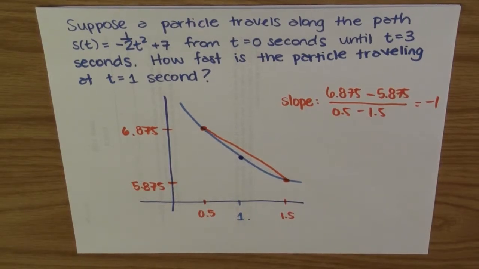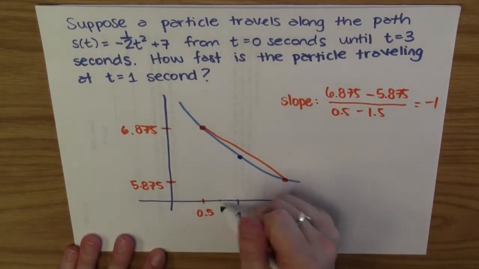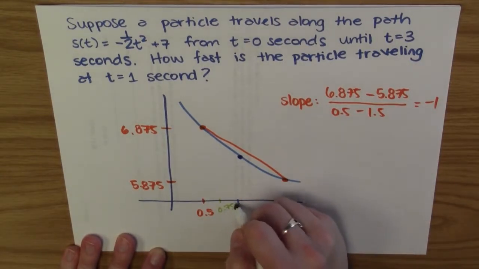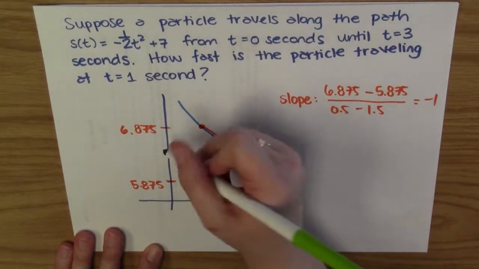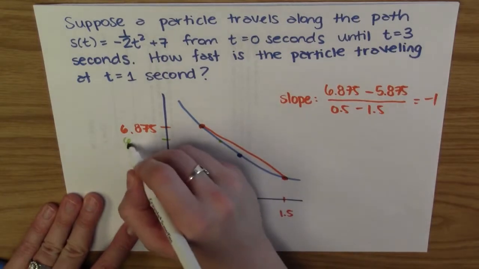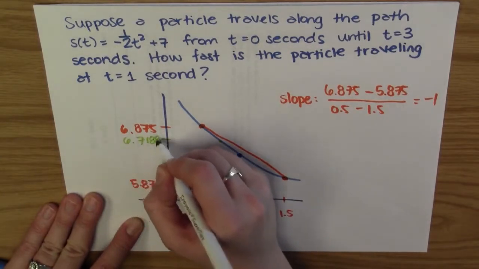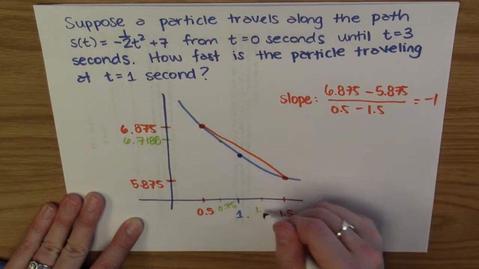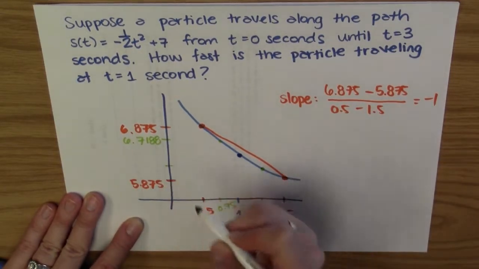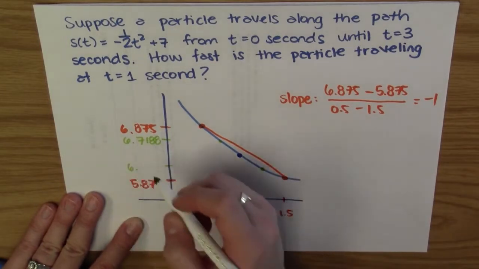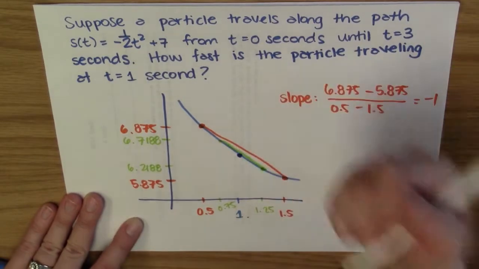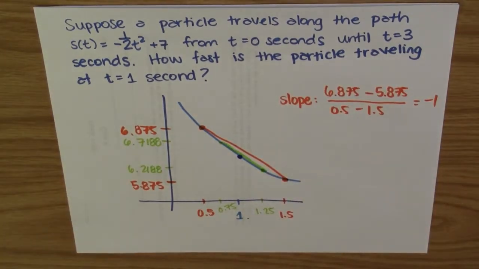What if I try some points a little bit closer? Well, maybe I'll move halfway in again. What if I ask, what is the function value at 0.75? Here I come up and I find that the value at 0.75 is approximately 6.7188. And what about halfway between here at about 1.25? At 1.25, the function value is approximately 6.2188. So again, I could ask, what is the slope of this little green segment?